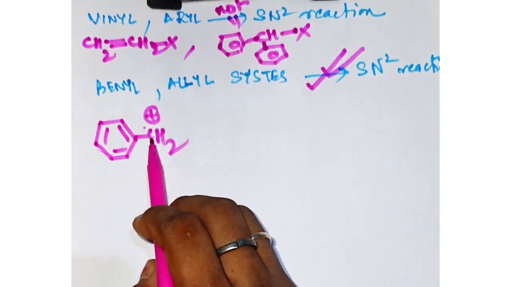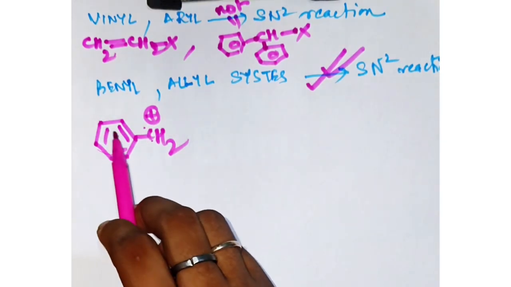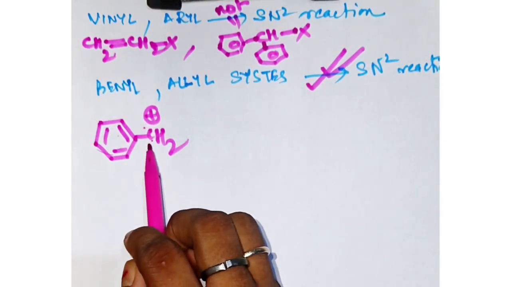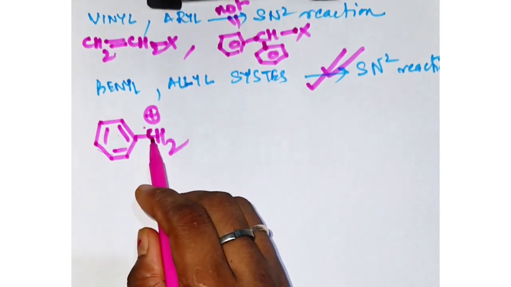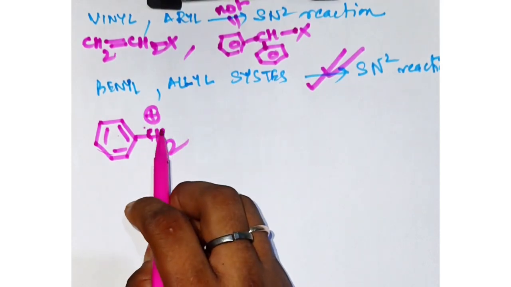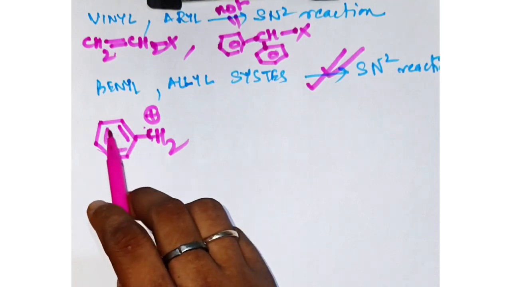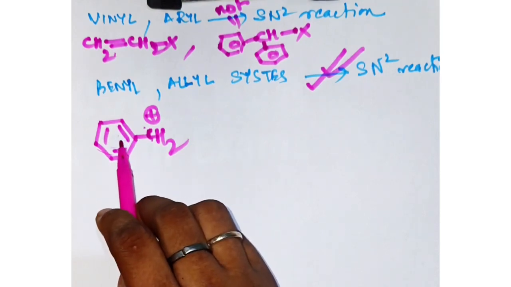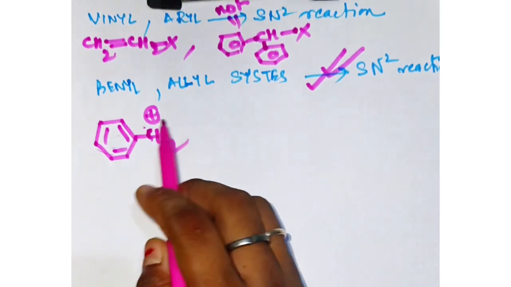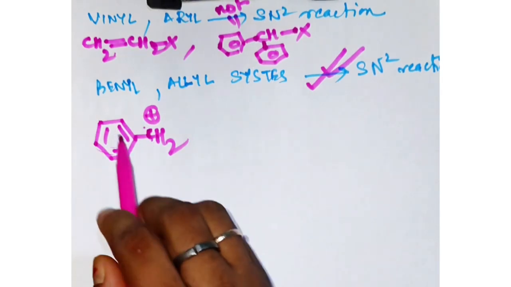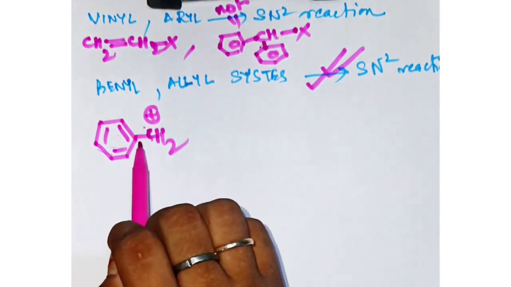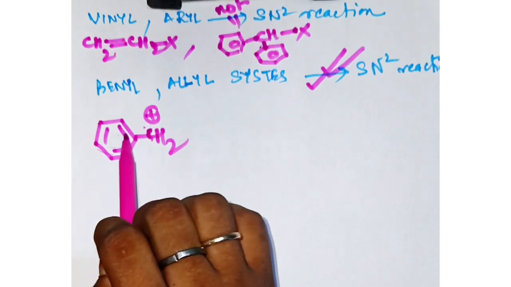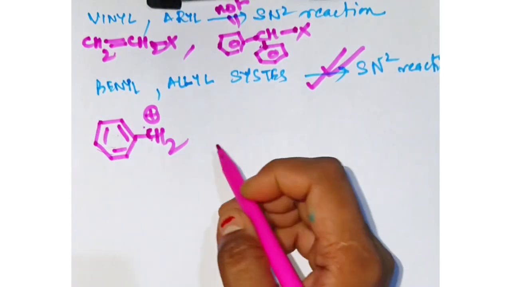Why? Because see, maybe it is resonance stabilized, but still you can say this is a benzyl cation, but is it not that this carbon has two hydrogens? It looks like primary, and the system is very much stabilized due to resonance. So easily this SN2 can go through the backside. Here there are no bulkier groups. Steric hindrance is not there. It is stabilized due to resonance, and the transition state can be easily attained.